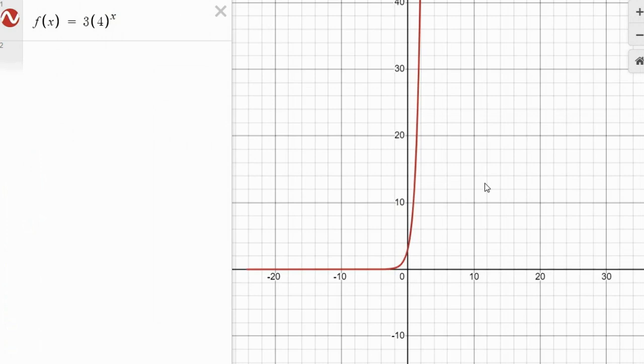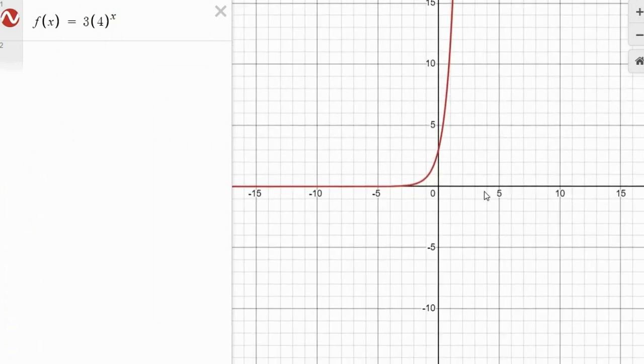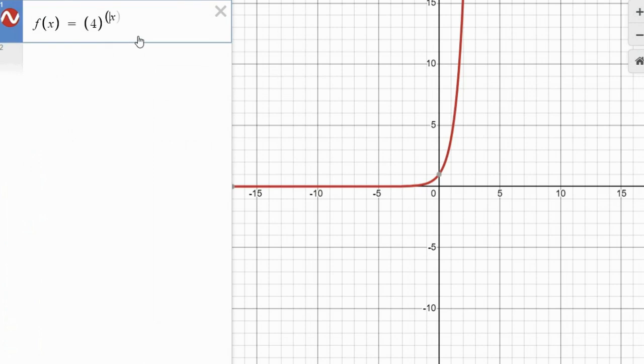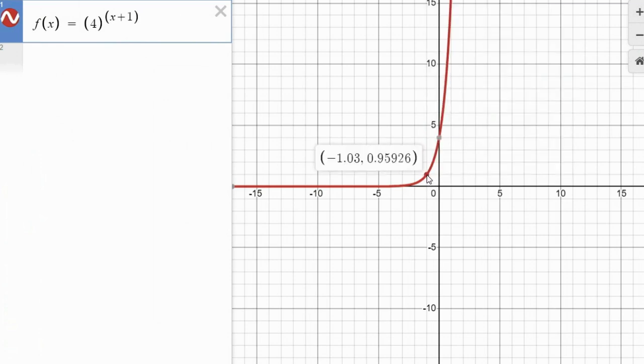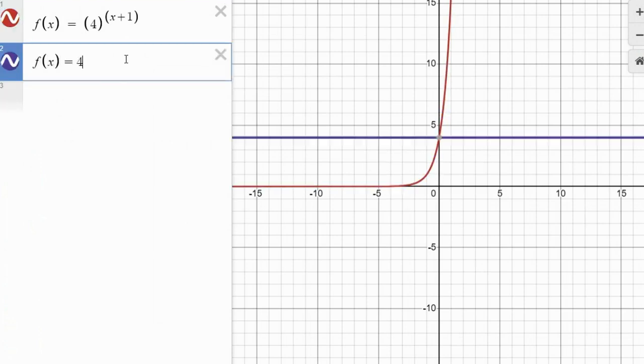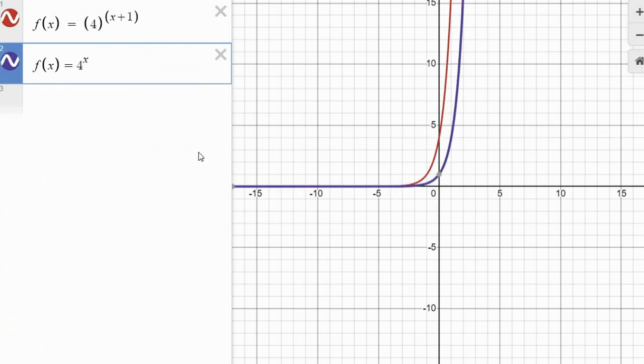Let's zoom back in. And let's get rid of the coefficient out front. We're just going to use 4 to the x power. If we change the x power to be plus 1, look, that y-intercept moved over here. Everything moved left because here's the original equation. Let's go back to our original equation so we know what we're comparing.